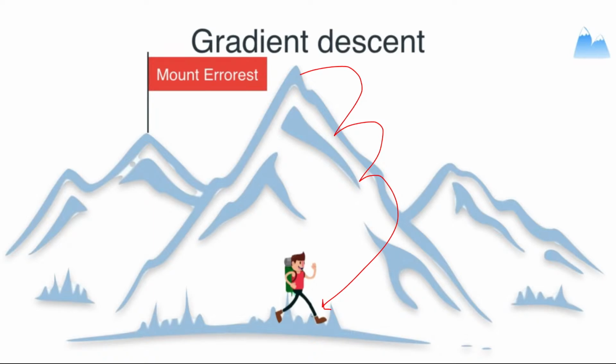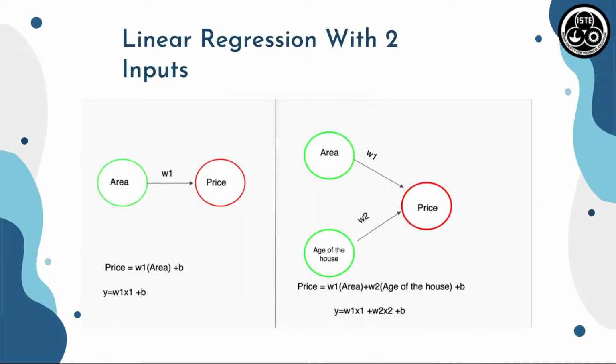Okay, so let's consider linear regression with 2 inputs. You might have understood linear regression, and this is a simple thing. Basically, linear regression had one input, W1 times area, one feature. Let's say you also have the age of the house, so you just add W2 x2, another feature, into the model.